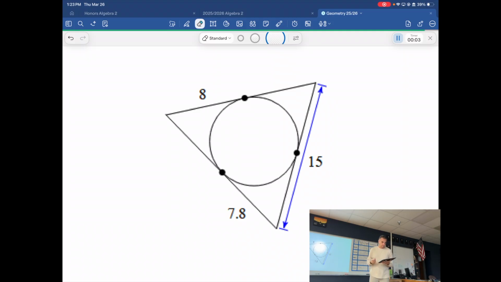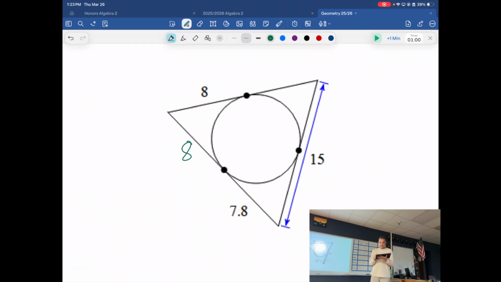All right. I'm just going to point to one. Tell me what it should be. 8. Okay, that's got to be. That has to be 8. This one. Oh, I'm just going to do this. That's got to be 8 right here. 7.8. What does this one have to be? 7.2 because they have to add up to 15. And they do, so that makes this one 7.2. Perimeter, add them all up. 46. 46. Everybody agree? All right.